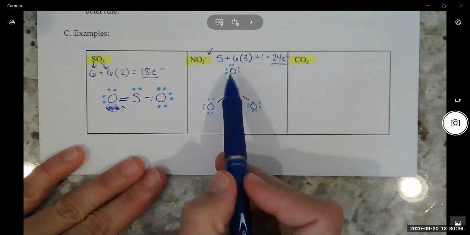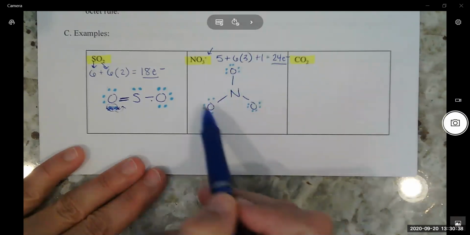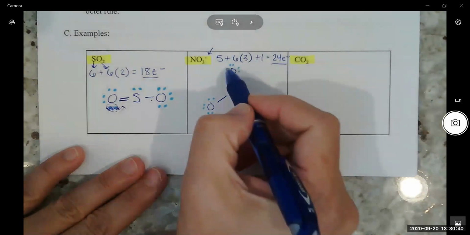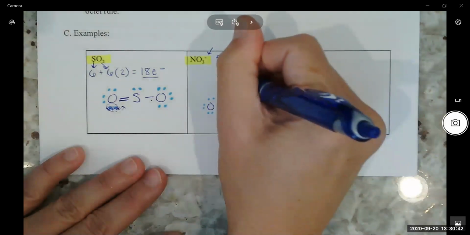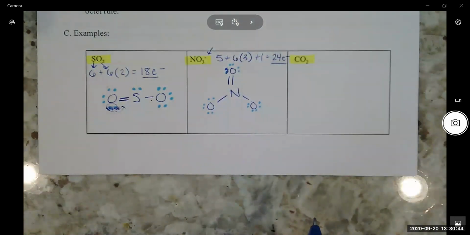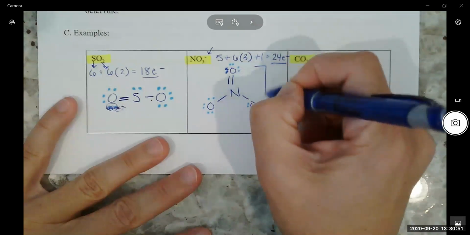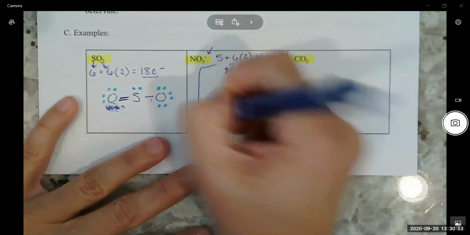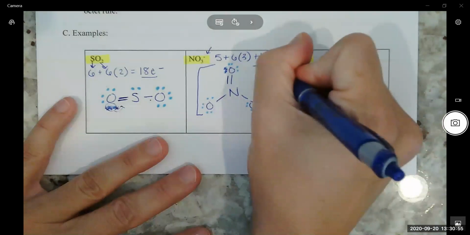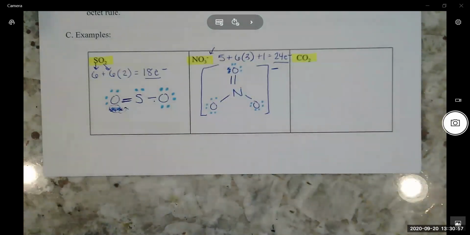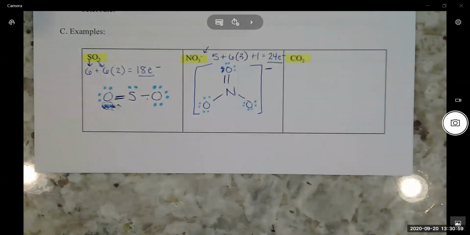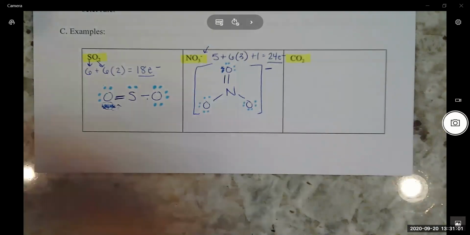So I have to take a pair of electrons from any oxygen. It doesn't matter which one you choose. I'll take it from this oxygen right here, put it in the middle, and create one double bond. That's going to give me 8 electrons around nitrogen and also 8 for that top oxygen there. Anytime you have an ion, so this is nitrate, it has a -1 charge. Lewis dot diagrams, Lewis structures for ions have to have brackets around them with the charge on the outside.